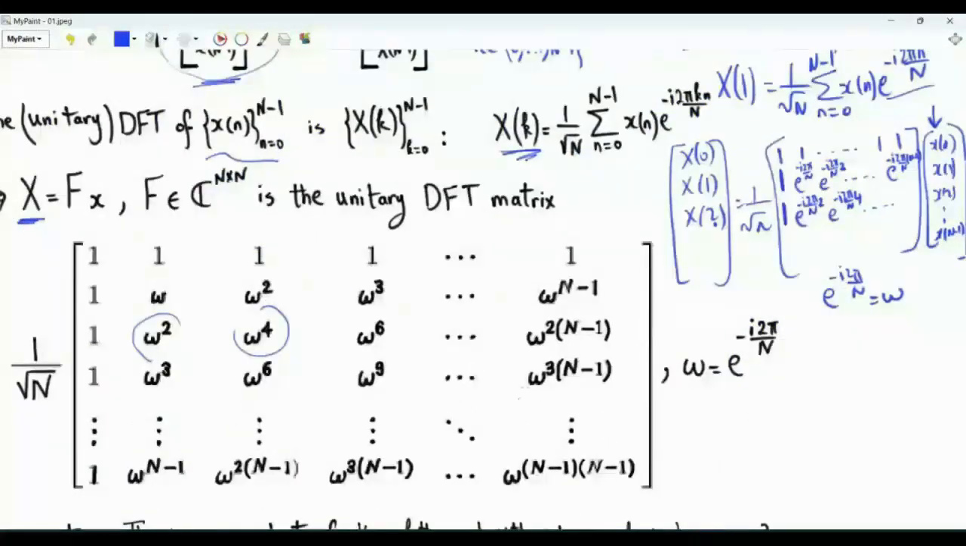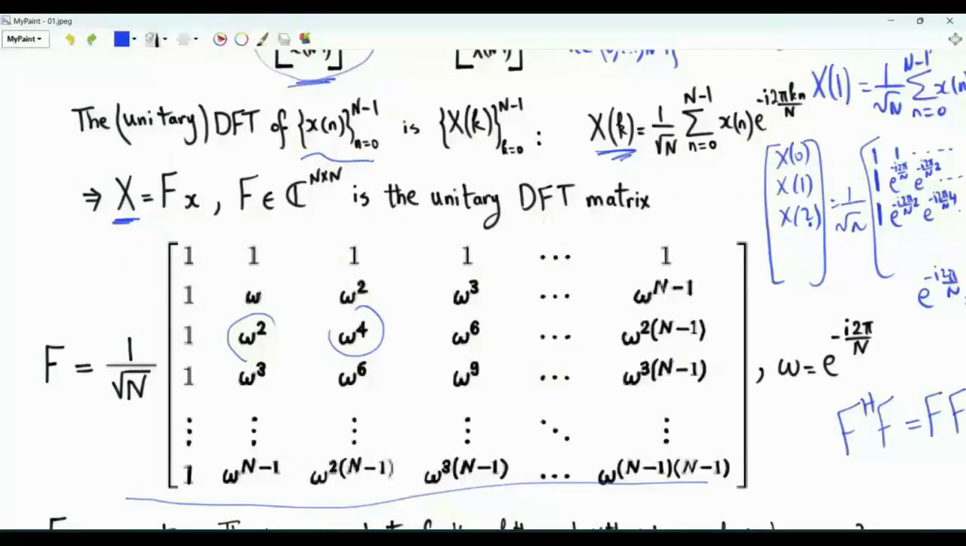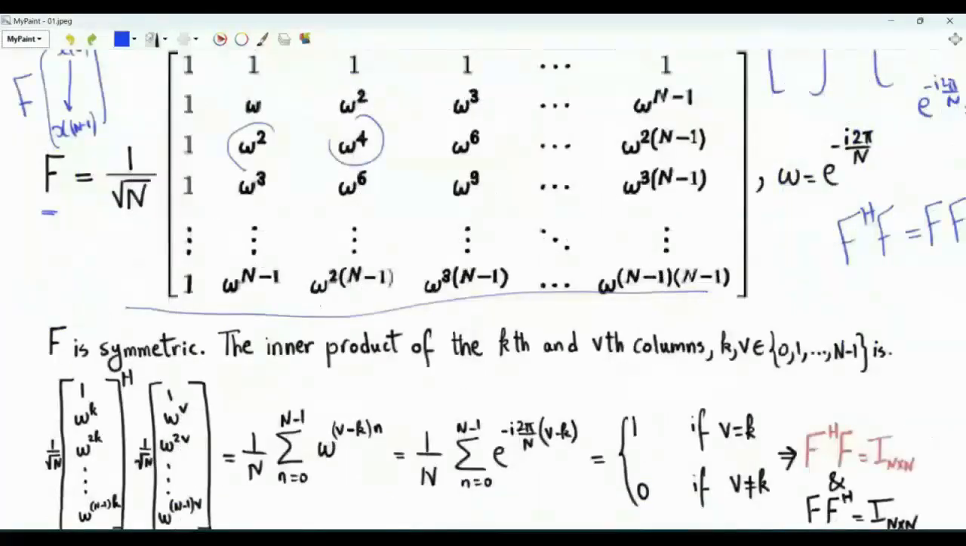We can continue the construction of this matrix. This is the unitary DFT matrix, and I keep saying unitary, as we will check now. This matrix is a unitary matrix. F Hermitian F is equal to F F Hermitian is equal to the identity of size N by N, which means that the inverse of this matrix is its Hermitian. The unitary DFT, or sometimes I will just say the DFT, is to take this vector x with the samples from x[0] to x[N-1], and multiply this vector from the left by this matrix. This seems like an interesting matrix, so let's study some of its properties.